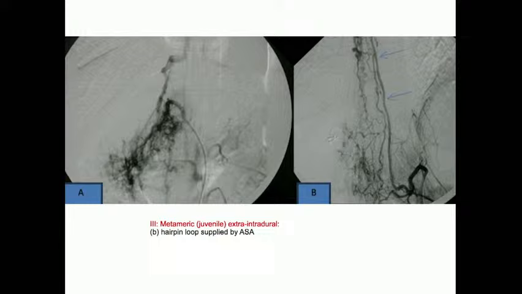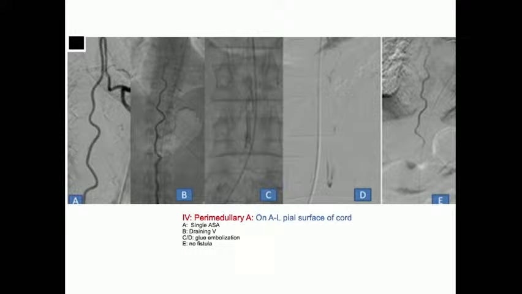The third is metameric. Metameric is a juvenile type, where the vessels may be extradural, intradural, and intramedullary. So it's a very diffuse kind of thing where surgery is not the option. Repeated staged embolization is the only option for these cases. And the fourth is perimedullary. Now, the important thing about perimedullary, it's also a fistula, but it is somehow connected to the anterior spinal artery. So if there is anything which is connected to the anterior spinal artery and you see this hairpin bend, then this is perimedullary.